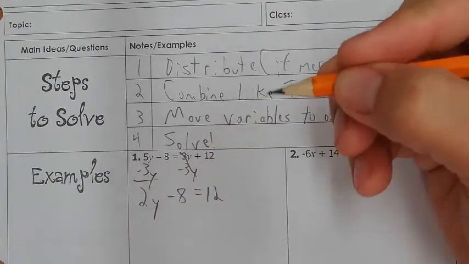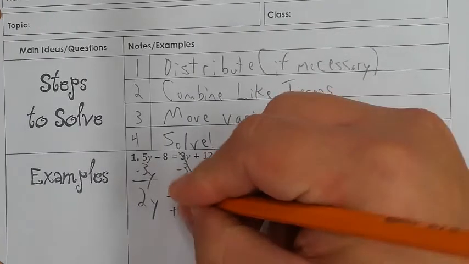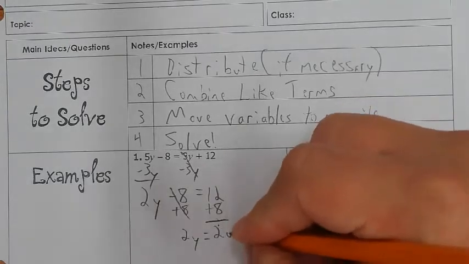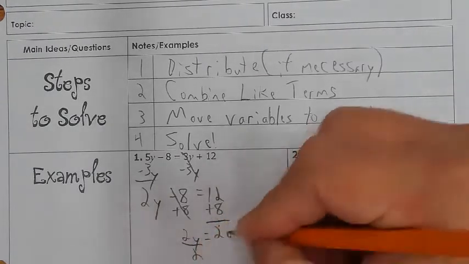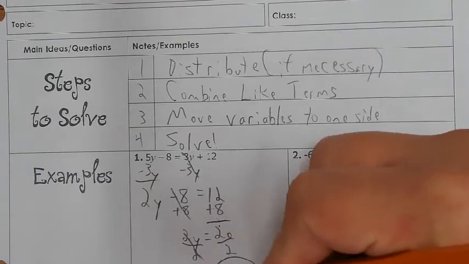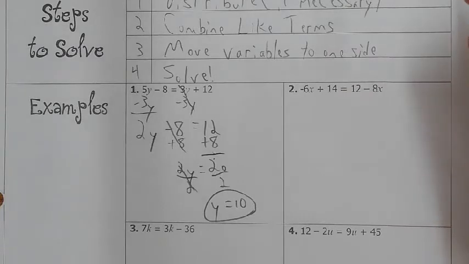Then to get the y by itself, we add 8 to both sides. And that gives us 2y equals 12 plus 8, which is 20. The opposite of times is divide, so we're going to divide by 2. So y equals 10. So you do the same premise as what you did for two-step equations, except now you have variables on both sides.